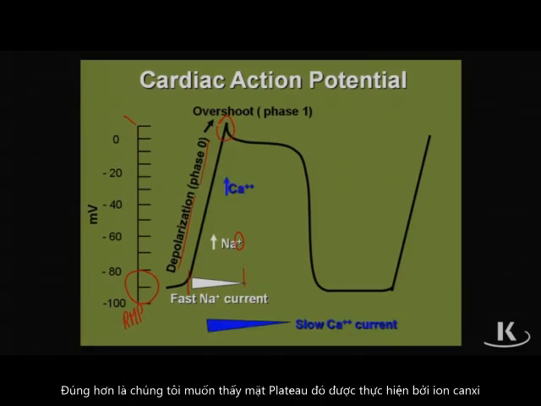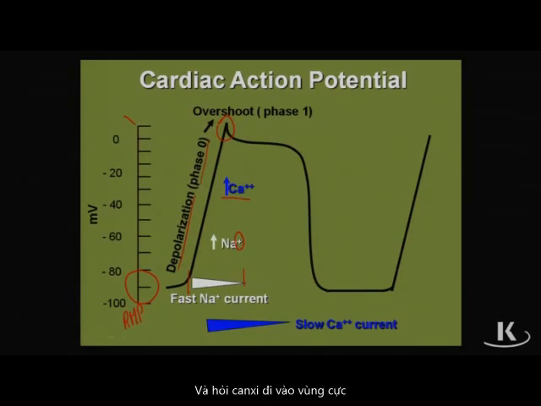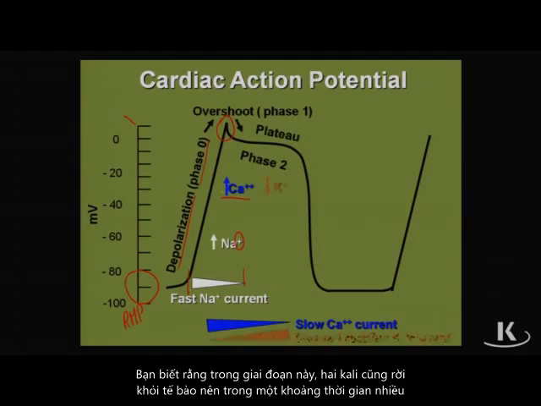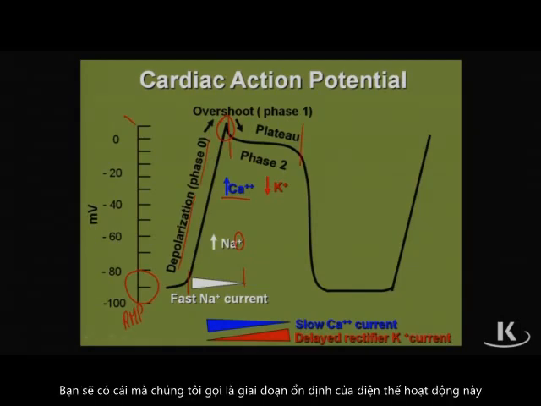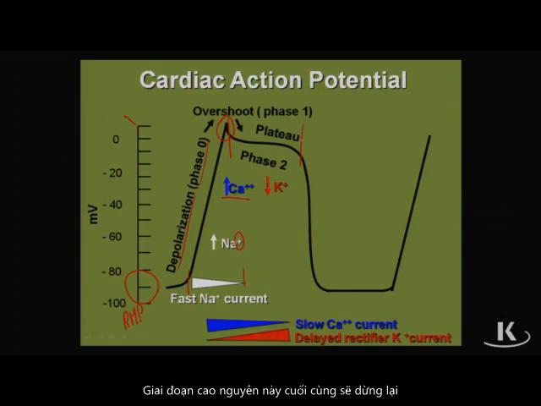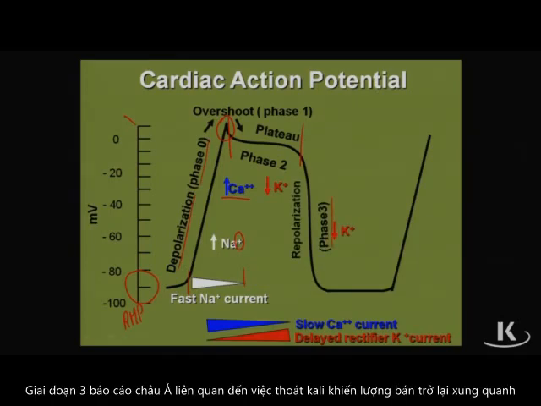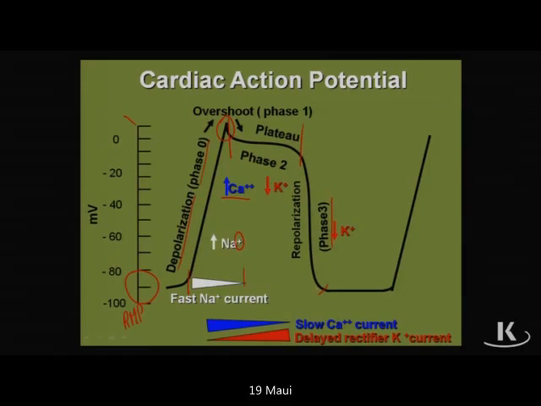Rather, we then like to see that plateau phase carried out by calcium ion, and as calcium comes in to depolarize, you know that during this phase 2, potassium is also leaving the cell. So for a period of many milliseconds, you will have what we call the plateau phase of this action potential. This plateau phase will eventually stop as phase 3. The repolarization associated with potassium exit brings that cell back to around minus 90 millivolts.